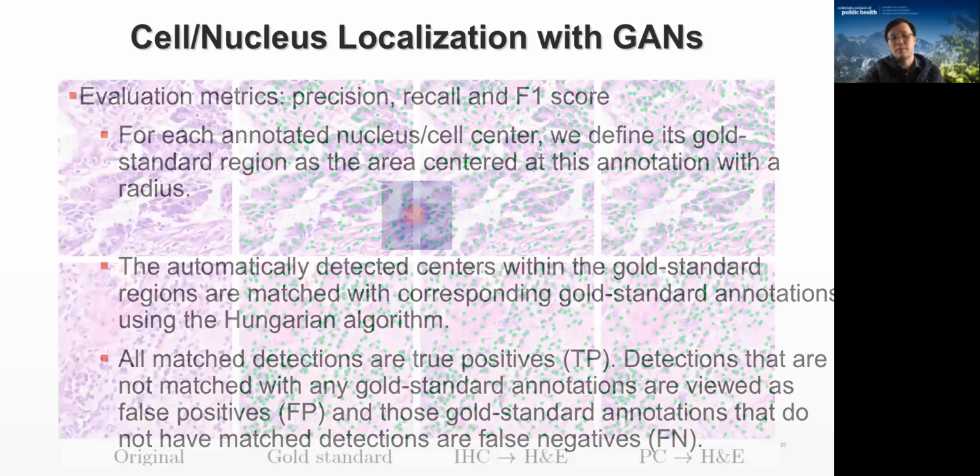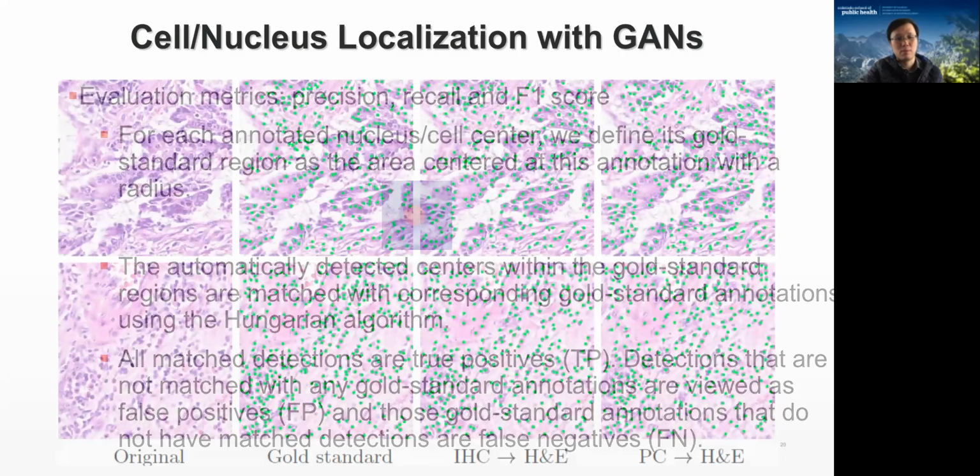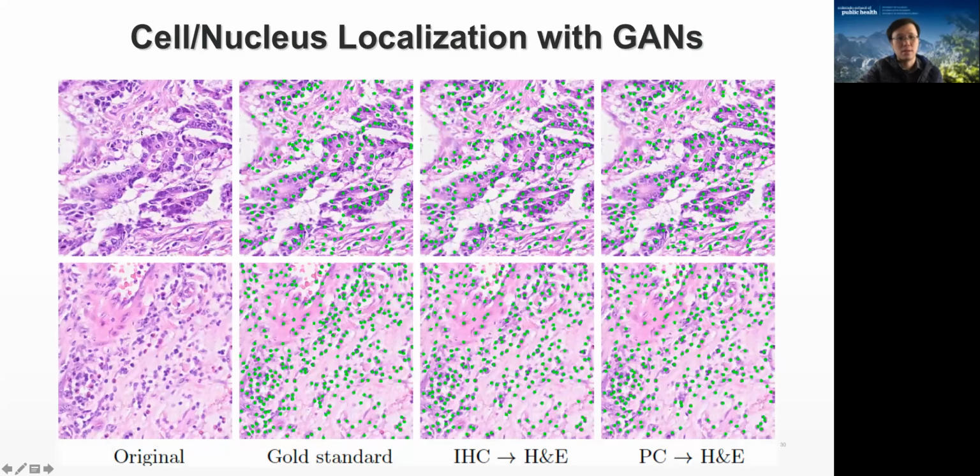Okay, so these are some of the results. The first column is the original image, and the second one is the gold standard annotation, which is made manually by the pathologist. The last two columns are the automatic cell detection results. For example, for this IHC to H&E stained image data, in the third column, we transform the IHC stained images to H&E stained images for model training. Remember that for these two columns, we don't use any real target annotation for model training, but you can see here, the results are very promising.